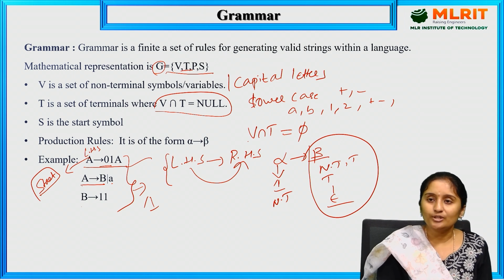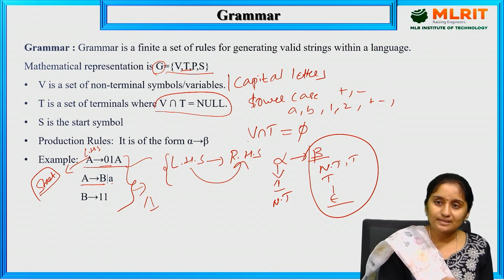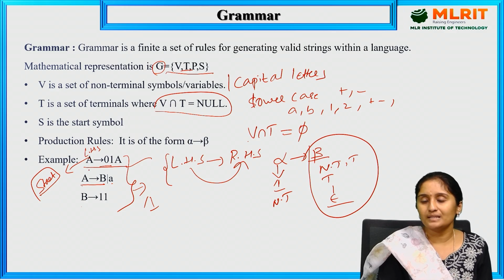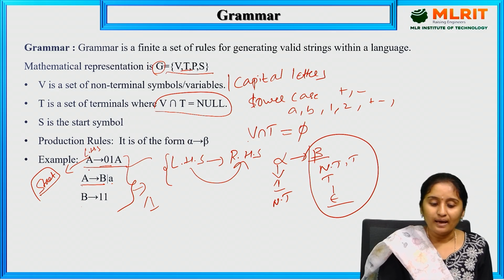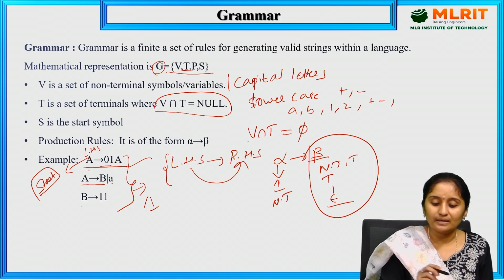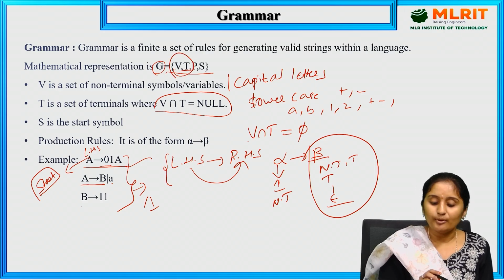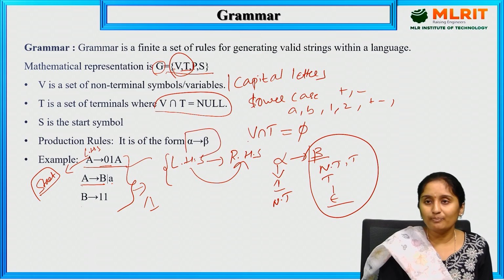V points to the non-terminal symbols, the capital letters, and T points to the terminal symbols, the lowercase letters. S is the start symbol. That start symbol is written in the production rule. The LHS of the first production rule will be our start symbol, and these production rules are written with the help of these terminals and non-terminals. The production rule will be in the form of alpha produces beta.